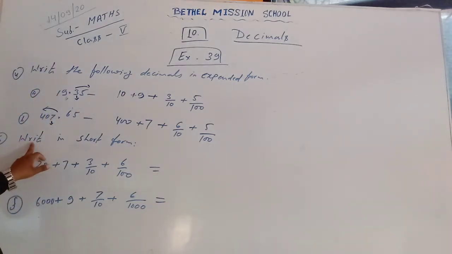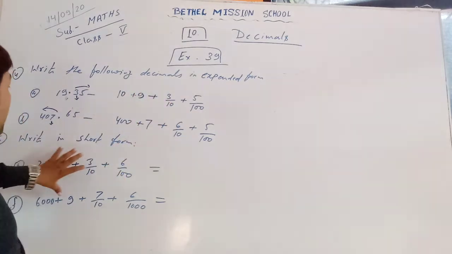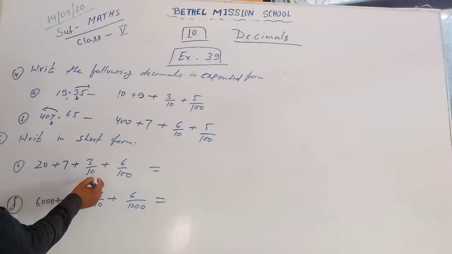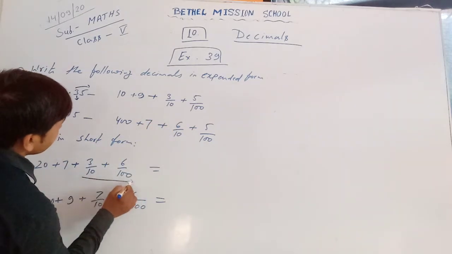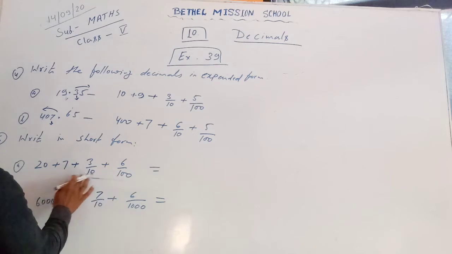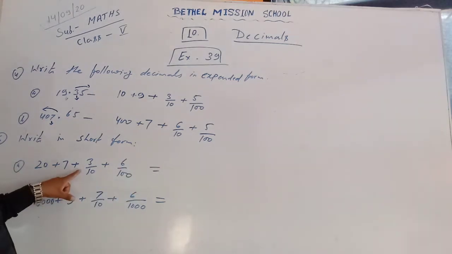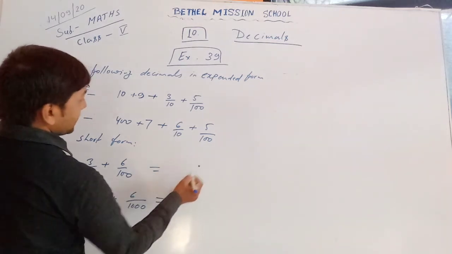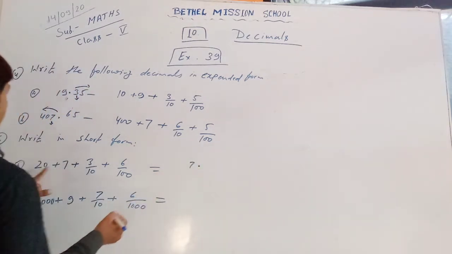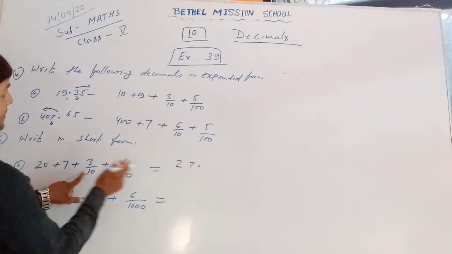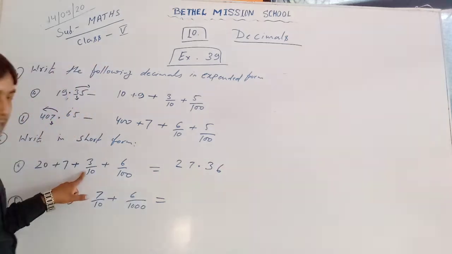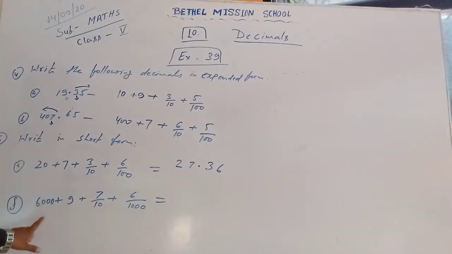Now just the opposite: expanded form is given and you have to write it in short form. Expanded form means the numbers are given as fractions with 10, 100 or 1000 as denominators. Before that, you first write the decimal. This is 7 and this is 2, so 20 plus 7, 27 point, and now this is 3 and 6.